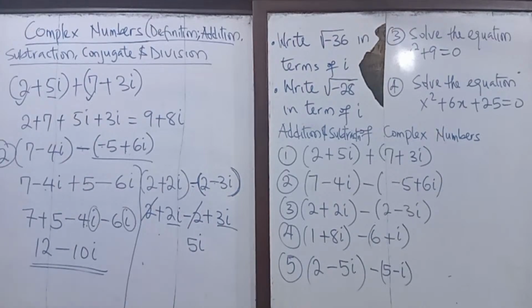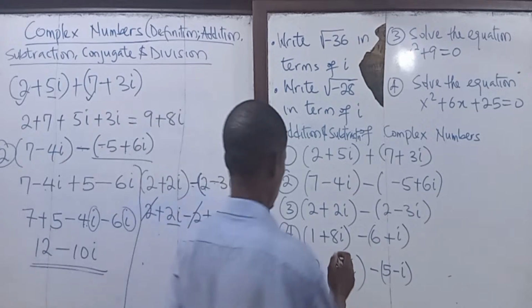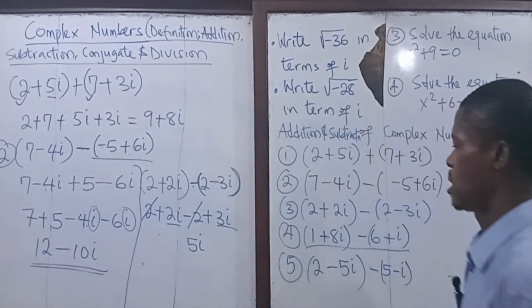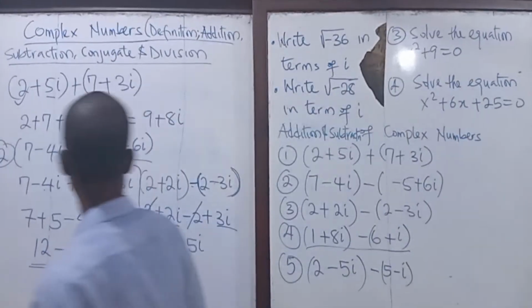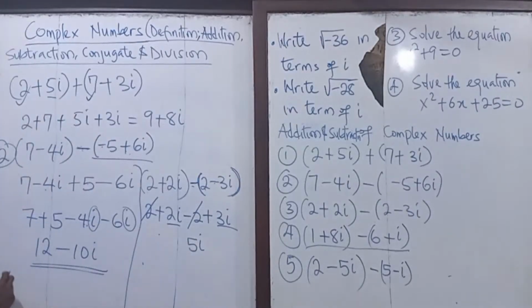Okay, for the fourth one, number 4, the one we have here. We have 1 plus 8i minus 6 plus i. That's what we have there.